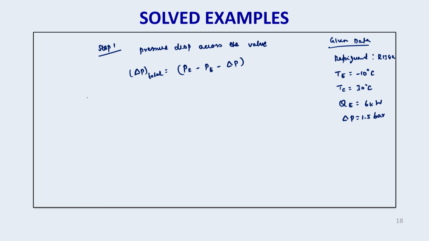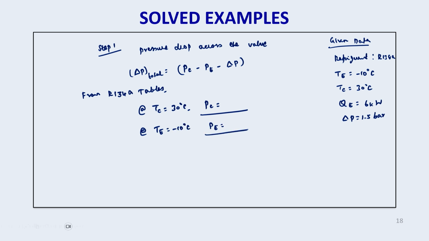From the R134A tables, at condenser temperature equal to 30 degrees centigrade, the condenser pressure has to be read out. And similarly, at evaporator temperature equal to minus 10 degrees centigrade, the evaporator pressure has to be read out.